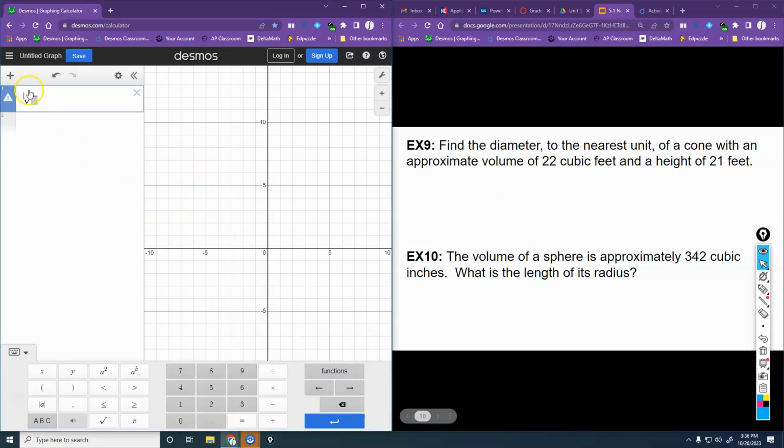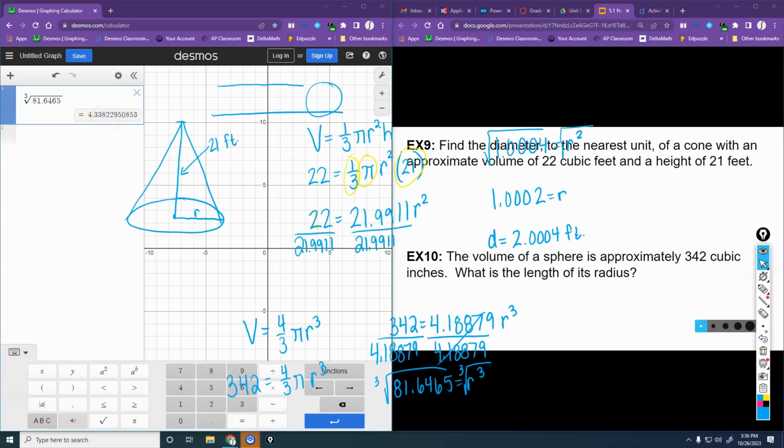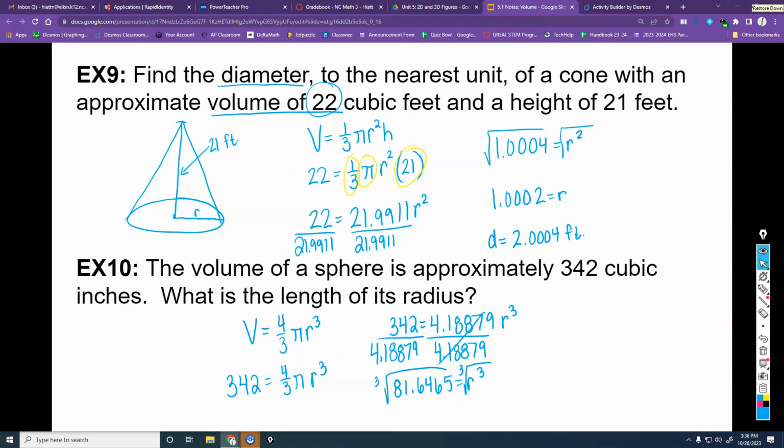This nth root, we're going to do that, and it'll let you put a 3 right here. And then you can just type in that number, 81.6465, and we get 4.338 as our answer. So let's make that go back where we can see it. So our radius is 4.338, and that would be inches there. All right, just a couple more that we need to look at.